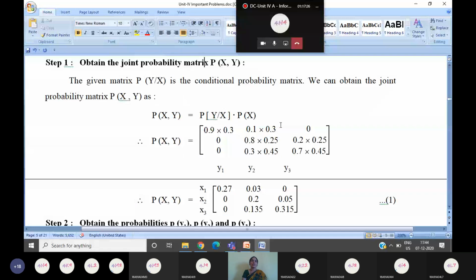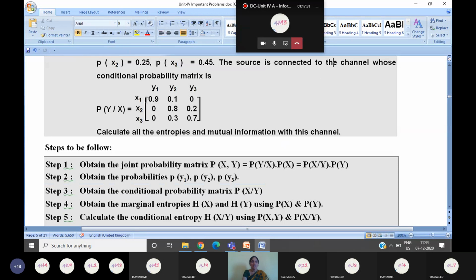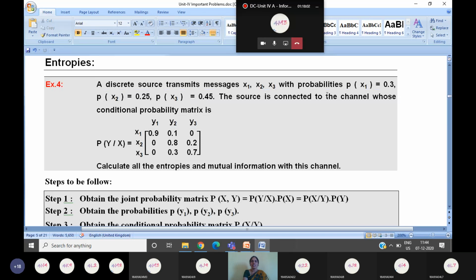So the first step is to calculate the joint probability matrix P of xy. P of xy is P of y by x, which is given in the question, into P of x. Now, what is P of y by x? The first row elements are 0.9, 0.1, 0. Next 0, 0.8, 0.2, and 0, 0.3, 0.7. And P of x is given as 0.3, 0.25, 0.45.